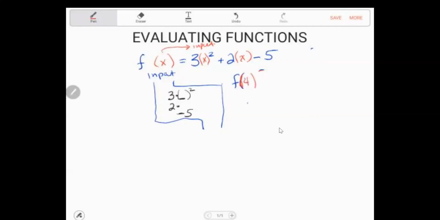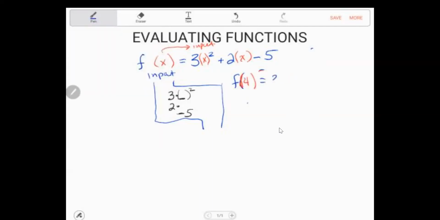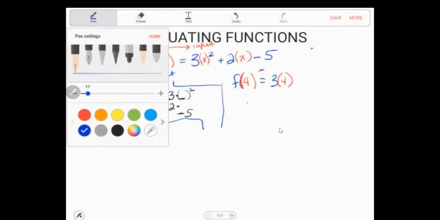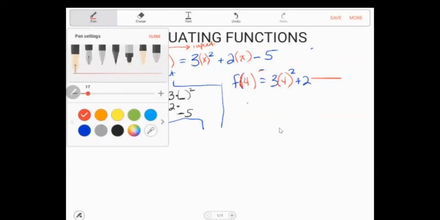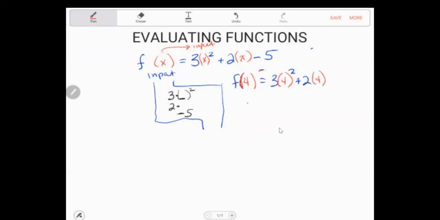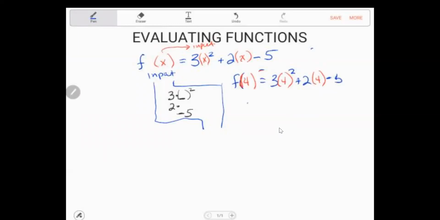I'm going to write it the same way. So f of 4 is equal to 3, and now I'm going to put the 4 right there, and I'm going to make sure I square the 4, plus 2 times 4, and minus 5. Now you can put that in your calculator exactly like that: 3 parentheses 4 parentheses squared plus 2 parentheses 4 minus 5. And that will give you your answer.